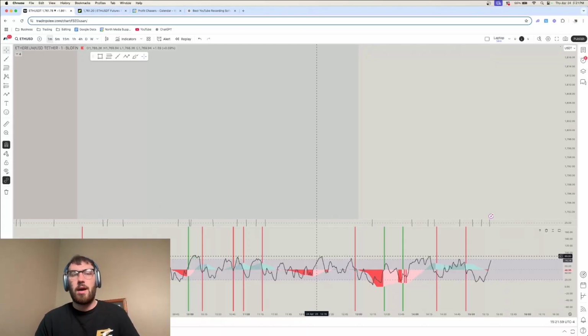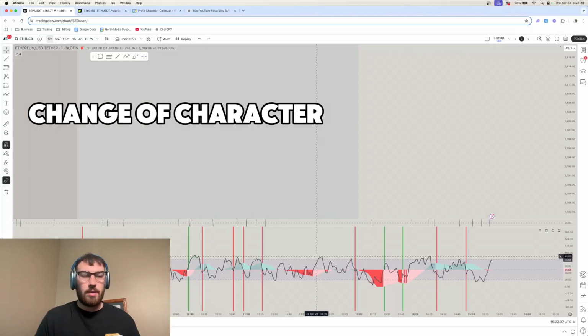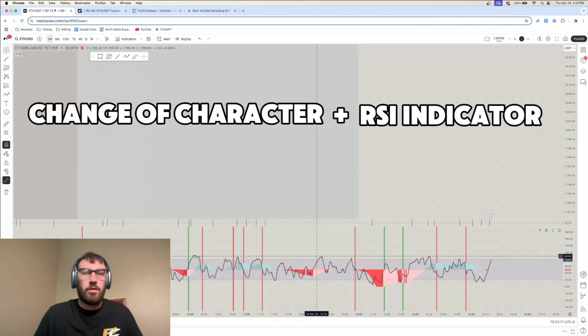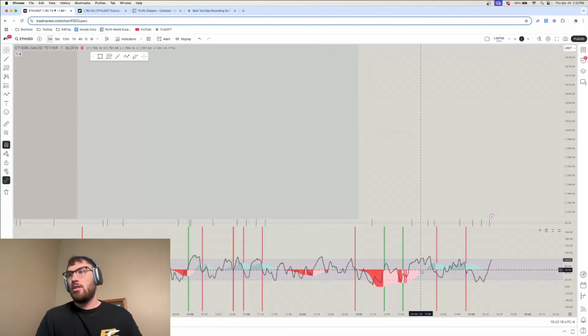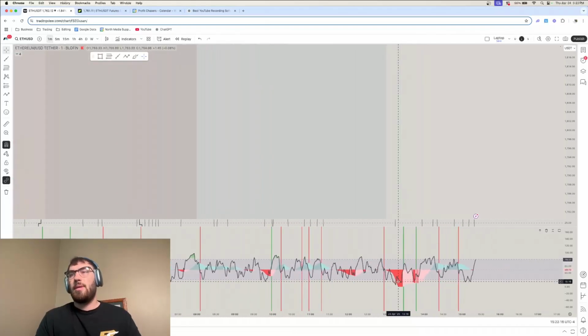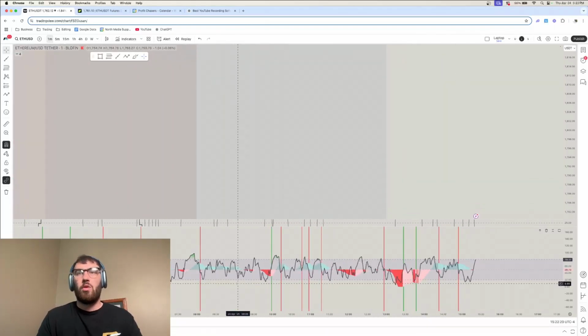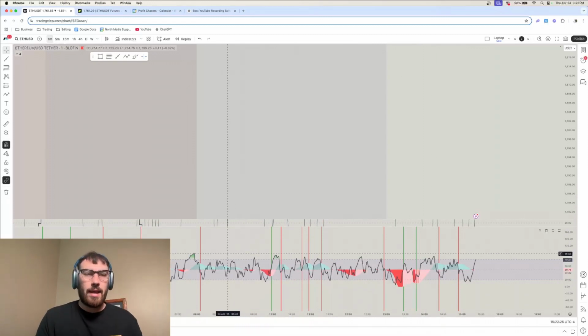Now, the reason why this is the very next step is because it is going to help you spot the shift. The change of character that we just broke down is going to help spot the shift, and then your RSI indicator is also going to help you find the spot to potentially catch the shift in the market. What the RSI is doing right here is telling you exactly the overbought and oversold areas. So this is a key part to keep an eye on every single time you see a change of character, to see exactly where the market is as a whole.